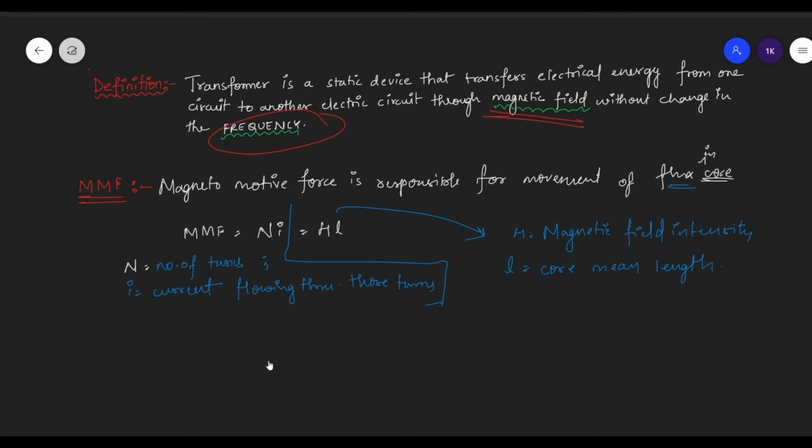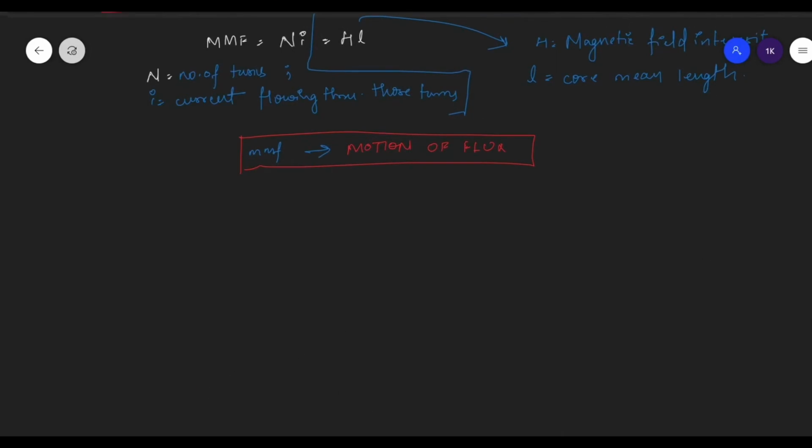So ultimately I can tell that MMF is responsible for motion of flux. EMF is responsible for motion of current. So this is the one thing we need to remember. MMF is responsible for motion of flux. Now we have a formula: flux, which is denoted by phi, is given by MMF upon reluctance.